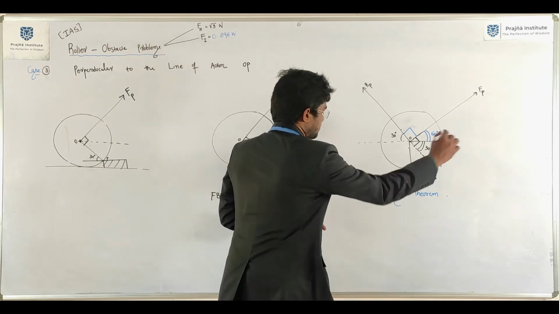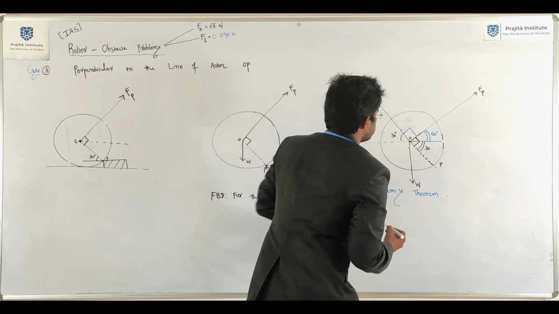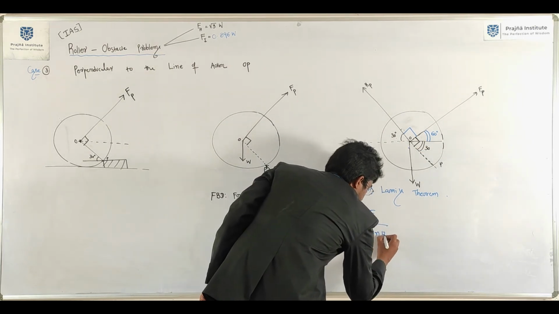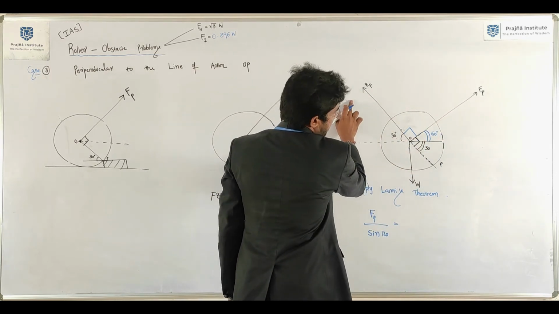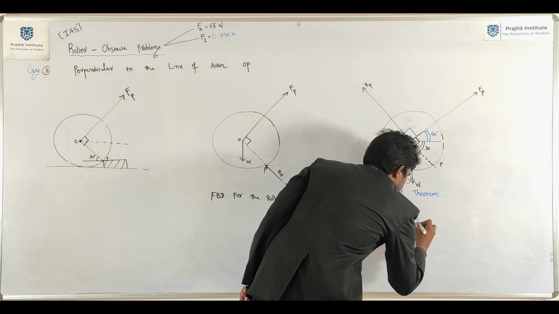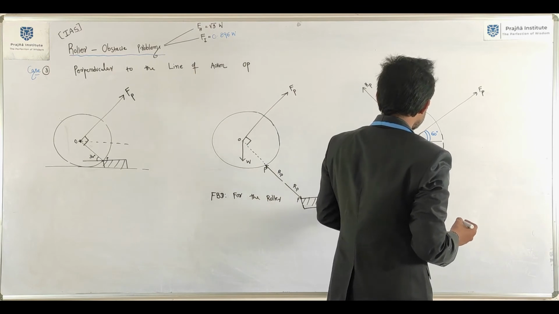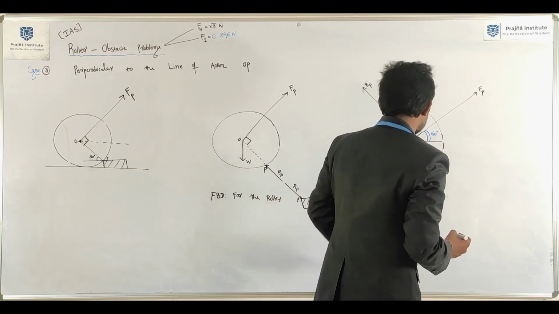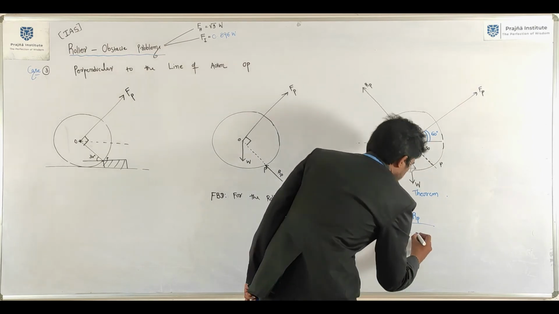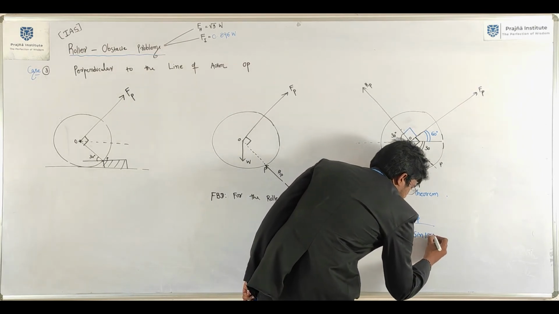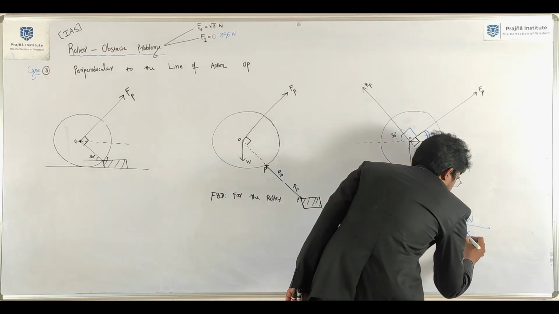Okay, now tell me, apply FP by sine 120, FP by sine 120, RP by, here how much is this? 90 plus 60, correct? RP by, this is 90 plus 60, 150. Sine 150, W by, this W by sine 90.